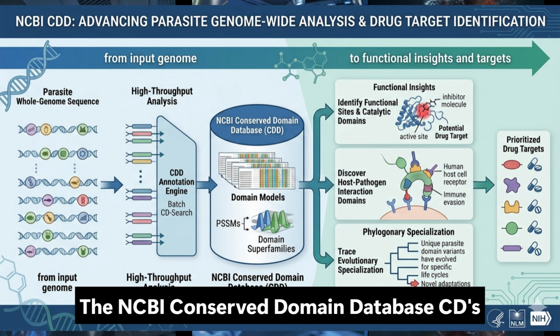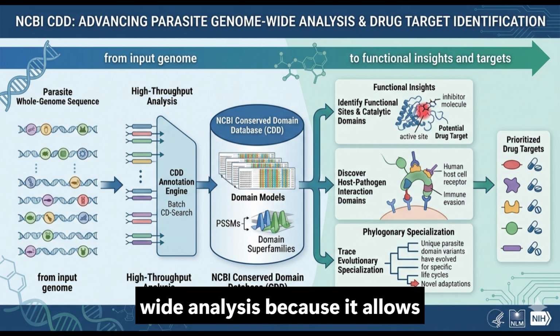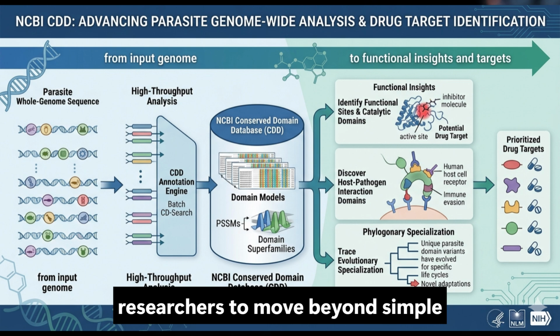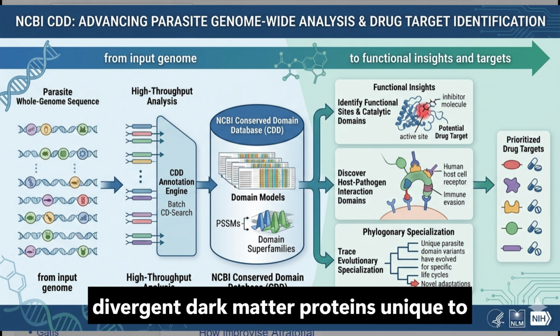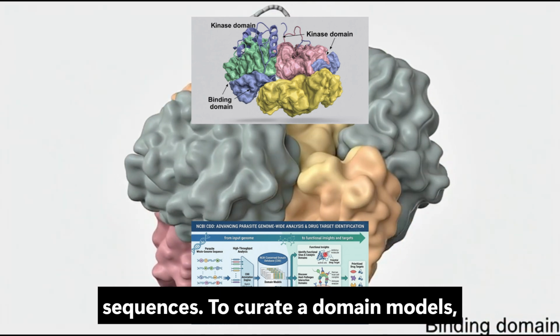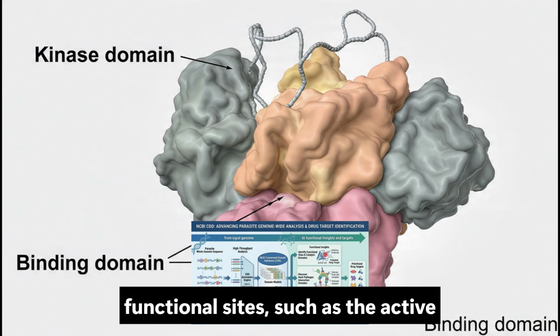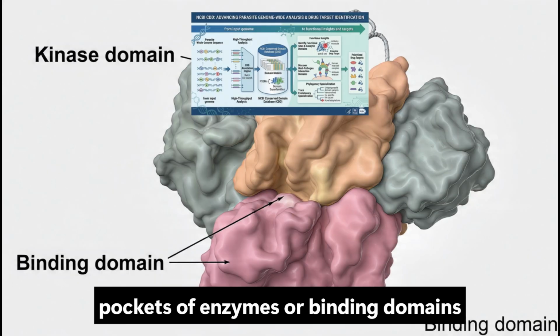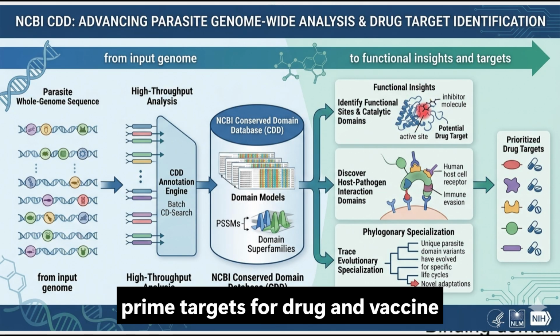The NCBI Conserved Domain Database, CDD, is a cornerstone for parasite genome-wide analysis because it allows researchers to move beyond simple sequence matching and into functional discovery, particularly for highly divergent, dark matter proteins unique to parasites. By mapping unknown protein sequences to curated domain models, scientists can identify critical functional sites, such as the active pockets of enzymes or binding domains for host-pathogen interactions, which are prime targets for drug and vaccine development.